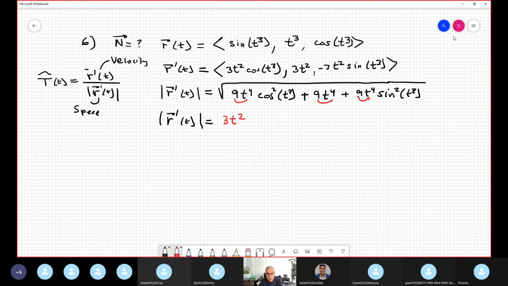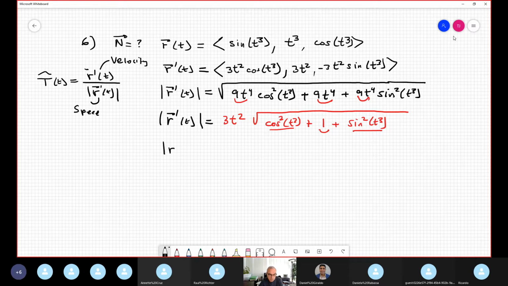Inside the radical, we have 1 cosine, this is 1, and 1 sine. I know the famous trigonometric identity that cosine squared plus sine squared is 1, and this together is 1, and 1 plus another 1 that we have here is 2. And so the answer is the magnitude is 3t squared radical 2.